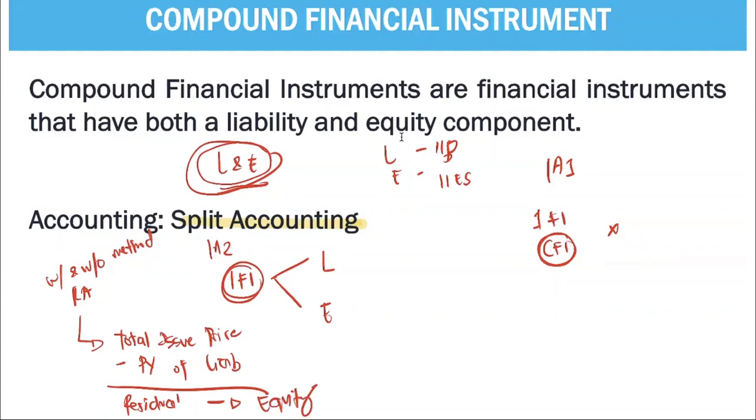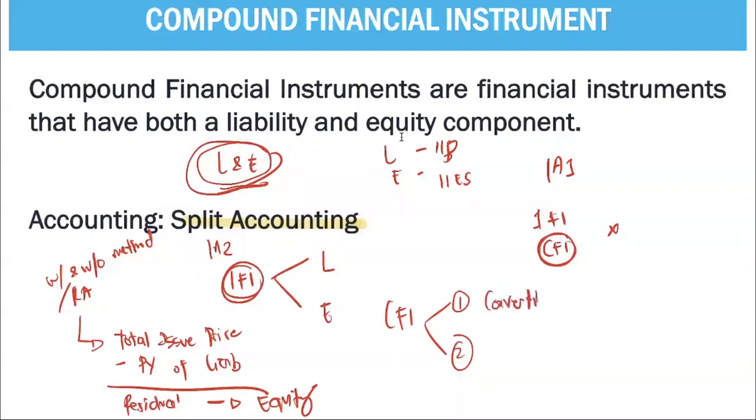So again, in the accounting of your compound financial instrument, what we do is we get out of your total issue price the fair value or the present value of the liability. And whatever is the residual, that is for your equity. That's why it's called with and without and residual approach. So again, your split accounting under your compound financial instruments for your liabilities is called with and without method or residual approach.